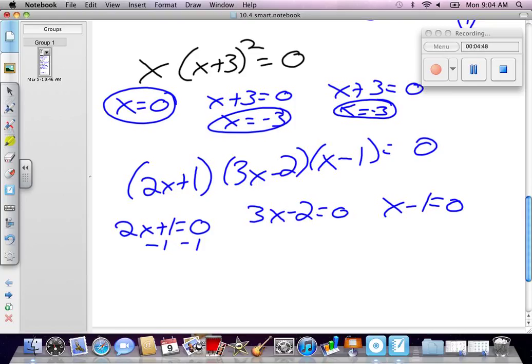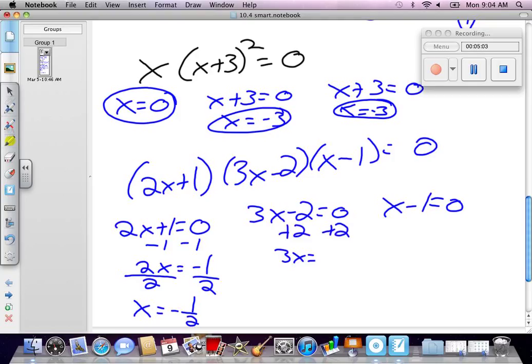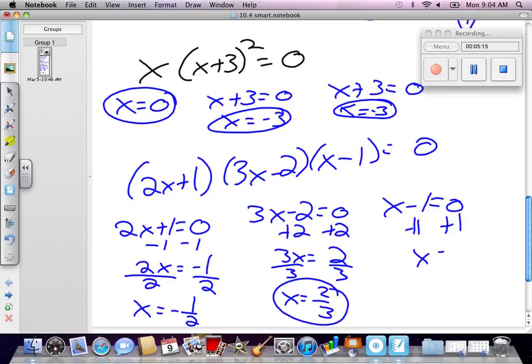Subtract 1. 2x equals negative 1. Divide by 2. x equals negative 1/2. Next one, we're going to add 2. 3x equals 2. Divide by 3. x equals 2/3. And the last one, we're going to add 1. x equals 1.